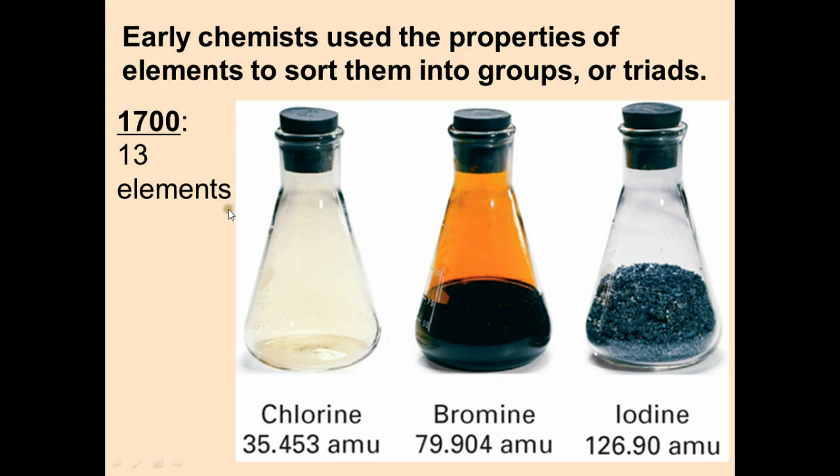Like with most people, it's so much easier to organize a bunch of random stuff by grouping it into categories. That was the same thing with elements. Back in the 1700s, early chemists used properties of elements to organize them into little groups called triads. Here's an example of a triad: chlorine, bromine, and iodine. Because they had similar properties, they just put them into groups.